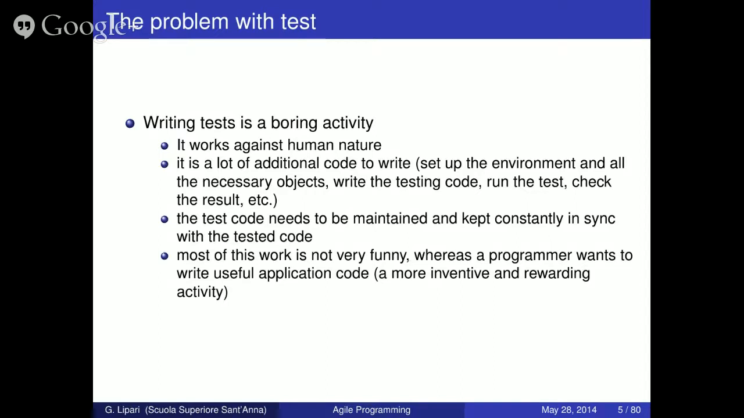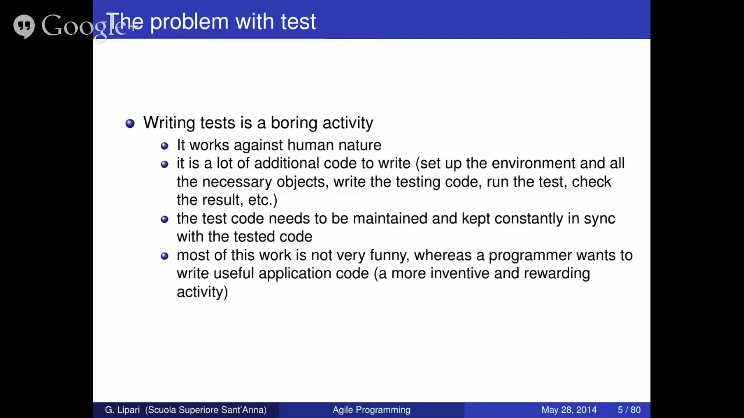The second reason is that it's a lot of additional code. For small classes, okay, you write a simple function and that's it. But for big classes, it's a lot of work because you have to set up the environment, all the necessary objects that are around. You have to write very often a mock-up. If you want to test a class in isolation, and this class depends on other classes, you have to write mock-ups for the other classes, so fake classes that simulate the behavior of real code. So it's a lot of code. You have to write the testing code, run the test, check the result, adjust everything, and so on.